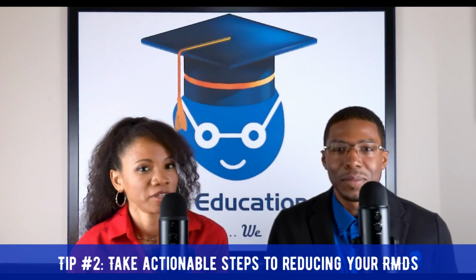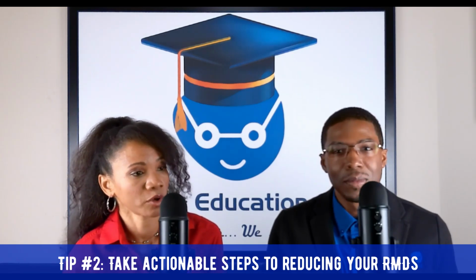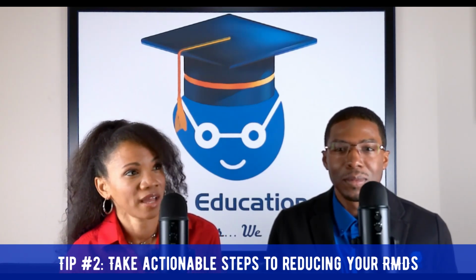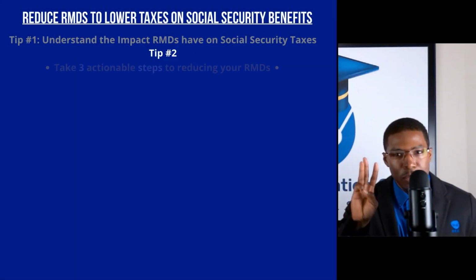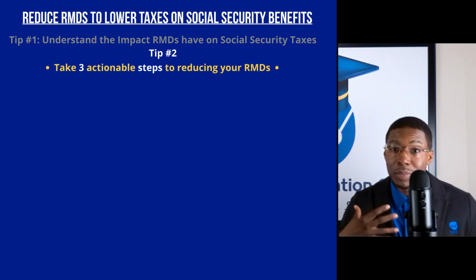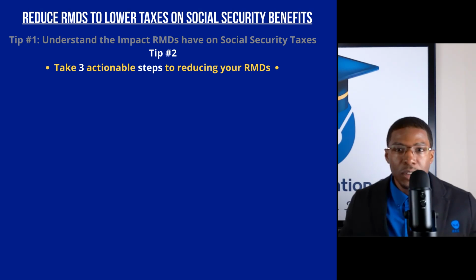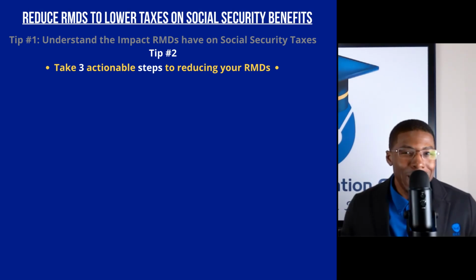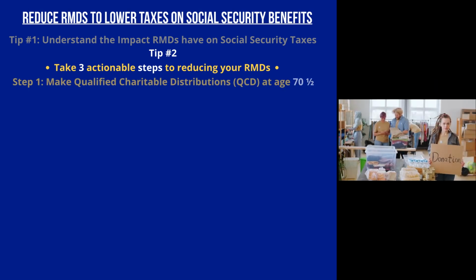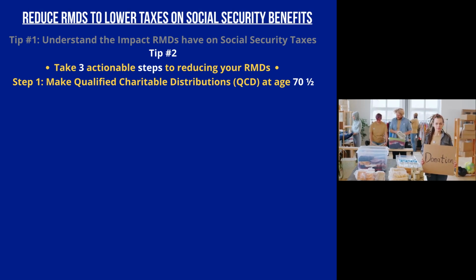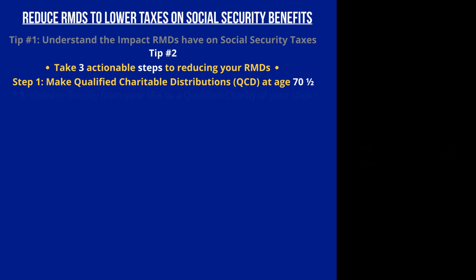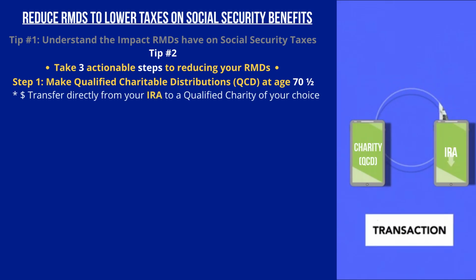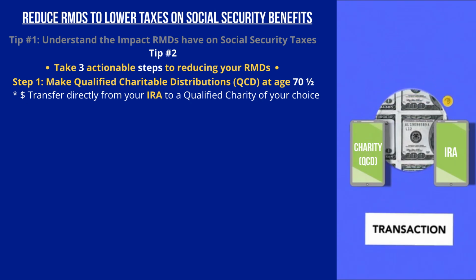Okay, Carson, now that people understand the taxable implications of their required minimum distributions, what actionable steps can they take at this point? Well, Andrea, there are really three actionable steps that people should take in order to reduce the impact of their required minimum distributions. One effective strategy that many people may not be aware of is making qualified charitable distributions when they reach the age of 70 and a half. When you make a qualified charitable distribution, you are transferring money directly from your IRAs to a charity of your choice.